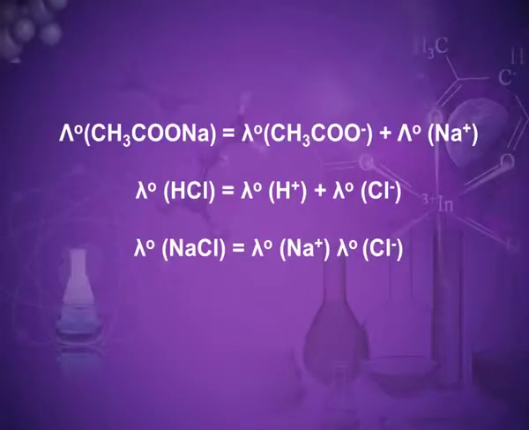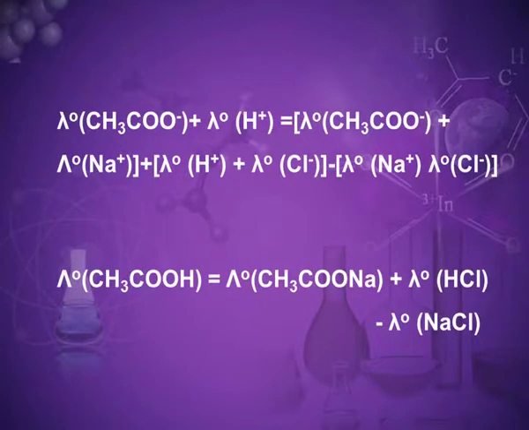Let's take an example. To find the lambda m infinity, or the limiting molar conductivity, of acetic acid, I have to take the values from three strong electrolytes. These are sodium acetate, which has the contribution of acetate and sodium ions, hydrogen chloride, which has the contribution of the hydrogen and chloride ions, and lambda m infinity for NaCl, which is the contribution of sodium ions and chloride ions. Simply by adding and subtracting the suitable values, we can find the theoretical value of lambda m infinity of acetic acid.